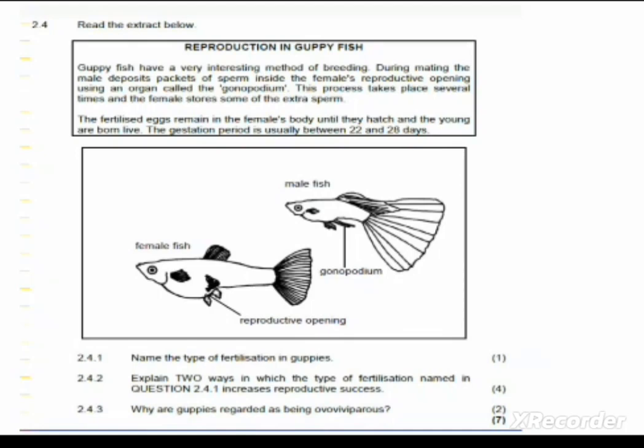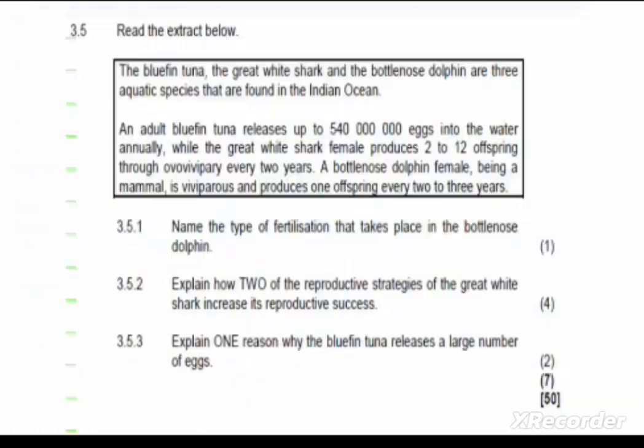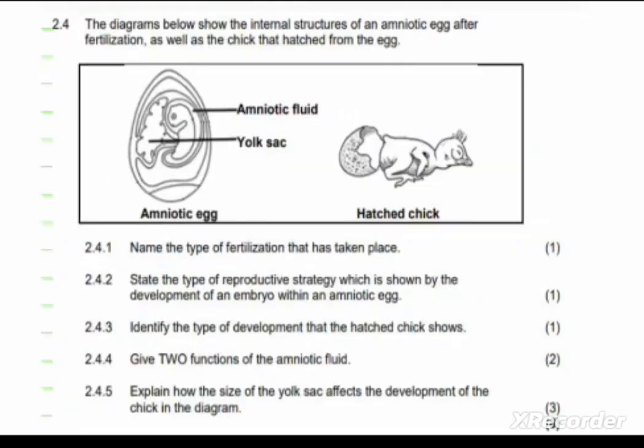Why are guppies regarded as being ovoviviparous? Because the eggs hatch inside the female's body and the young are born live. Or you can just say that the eggs are produced but they are not laid. The eggs hatch inside the female body. So the next question says the diagrams below show internal structures of an amniotic egg after fertilization, as well as the chick that hatched from the egg.